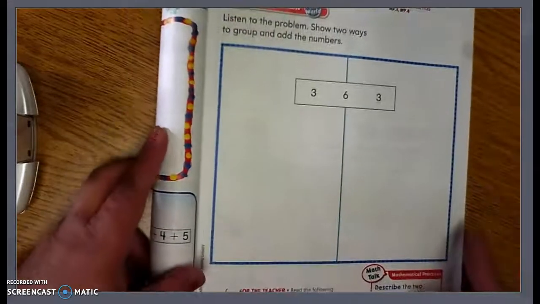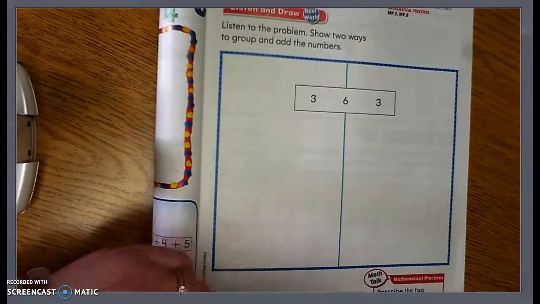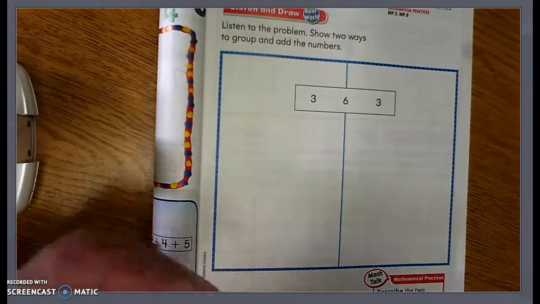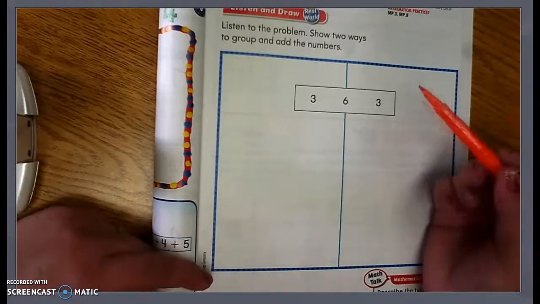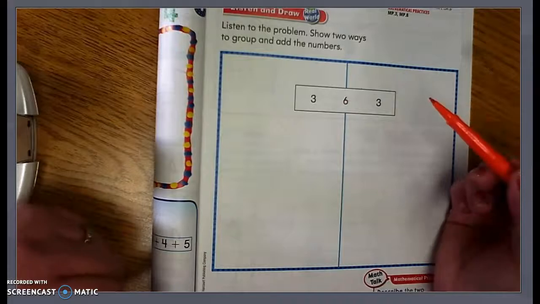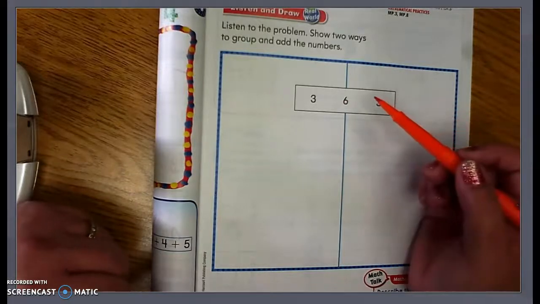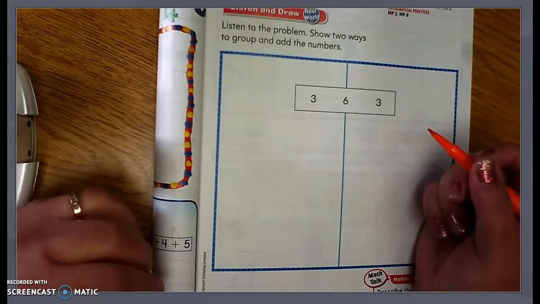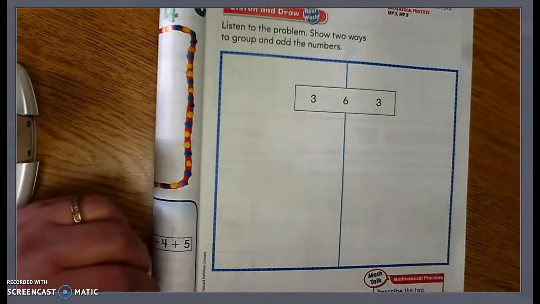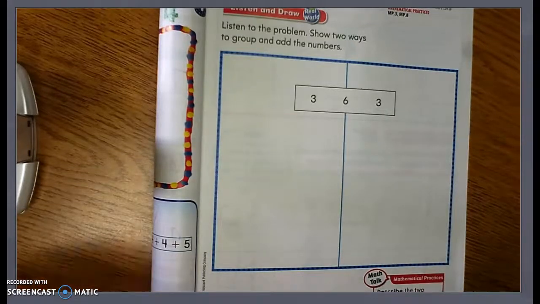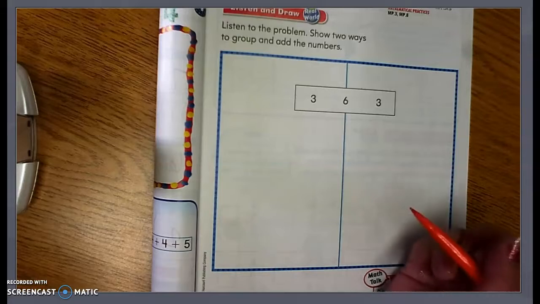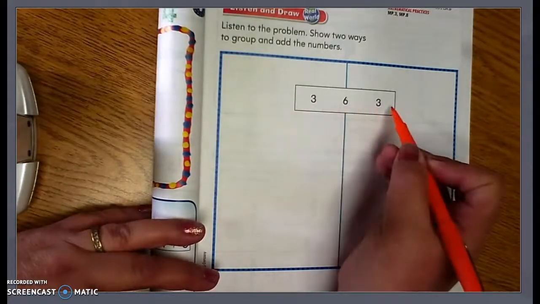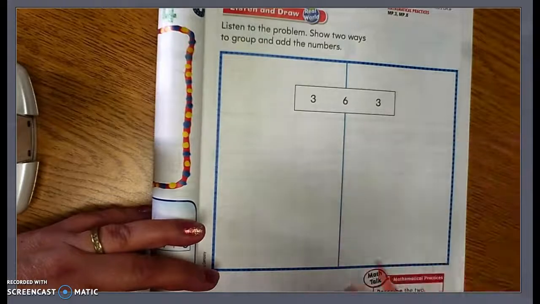All right, so let's continue on. So listen to the problem and show two ways to group and add the numbers. So there are three children at one table, and there are 6 children at another table, and there are 3 children in line. So we need to find out how many children there are. So we want to show two different ways for us to solve this, right? So we have 3 numbers that we need to add together. So we're going to have to group them differently.